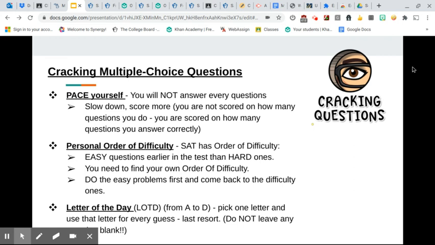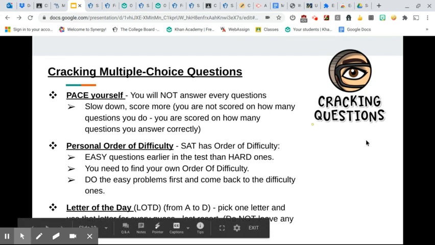And like I said, you are not penalized for wrong answers. So what I advise you to do is pick a letter of the day, A through D. Just pick one letter and use that letter for every guess. And remember, guessing is a last resort. You always want to do process of elimination and eliminate any incorrect answers that you can. And then if it's a last resort, make a wise guess. Do not leave any questions blank.